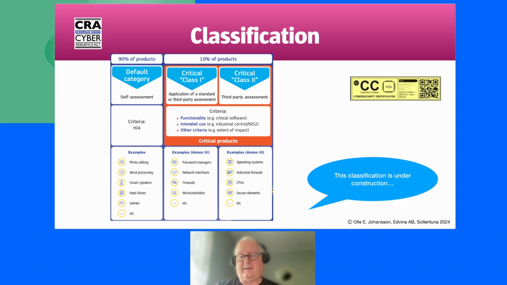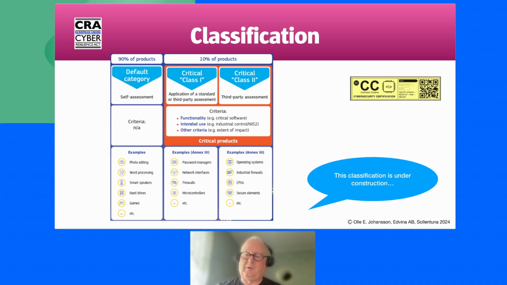One part that is under discussion currently, because they're writing a lot of implementation guides, and there have been open meetings this week in the EU to discuss it, is the classification of products. They estimate that 90% of the products will go into what they call the default category, which is like most of the CE marking as a self-certification. You make sure by using internal processes or standards that you are compliant and you mark your products with a CE mark.